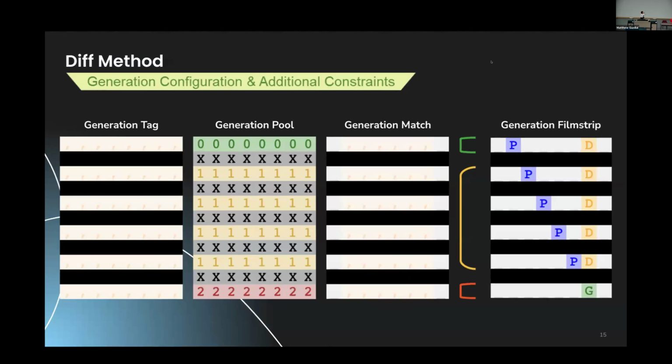And this is what that looks like in the Sturgeon generation configuration. It's basically the same, but without those terminal tiles. And we're now using the pool grid as well as the tag and the match grids.